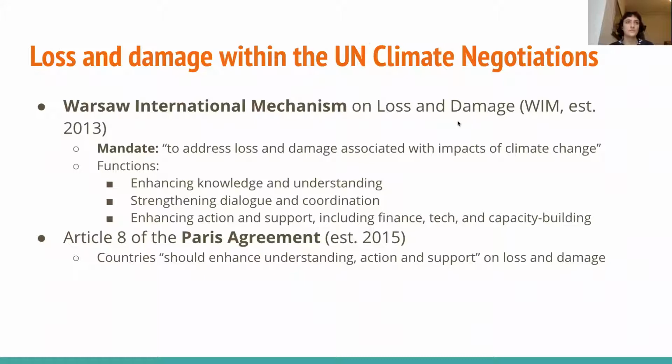And loss and damage is also part of the Paris Agreement, the international climate treaty. It has its own article, Article 8, which states that countries should enhance understanding, action, and support on loss and damage. Just to make it clear, there's an article on mitigation and one on adaptation, and so loss and damage is that third pillar.